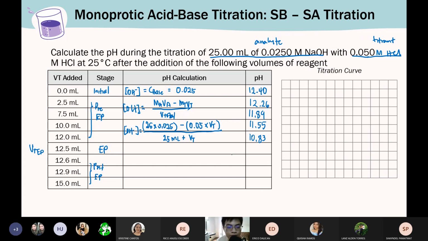Okay. How about the equivalence point? Wag na magdalawang isip. It is 7. Okay. So just write H plus equals square root of KW.